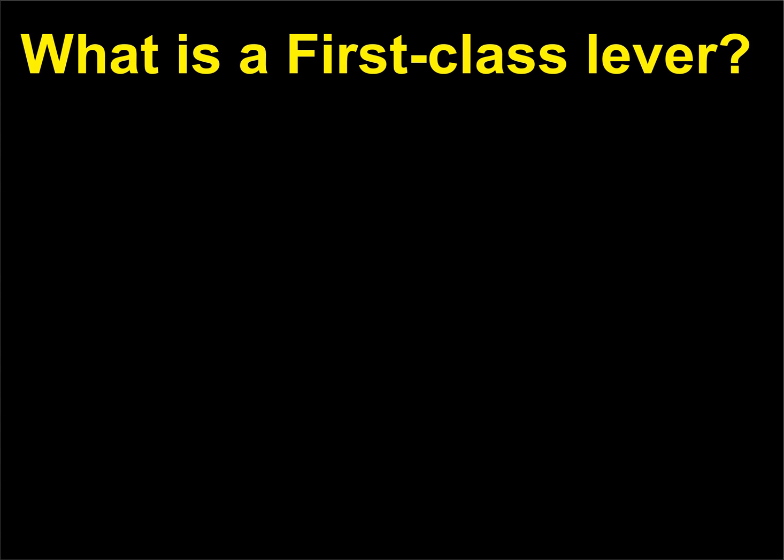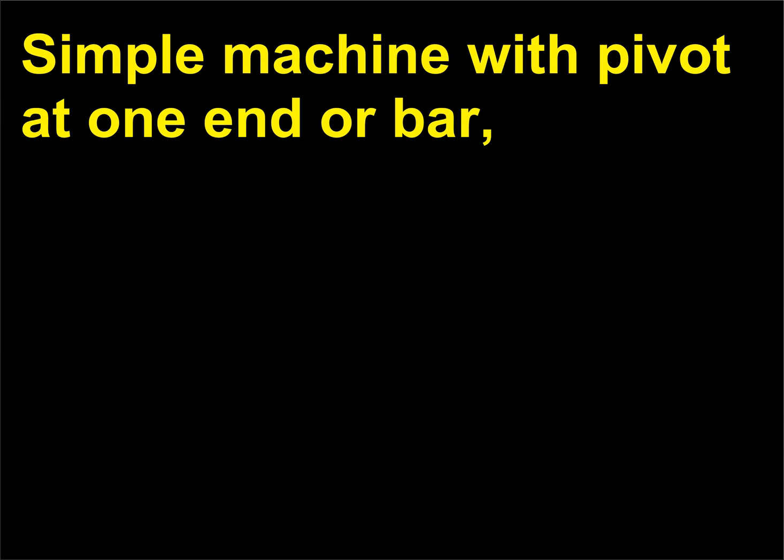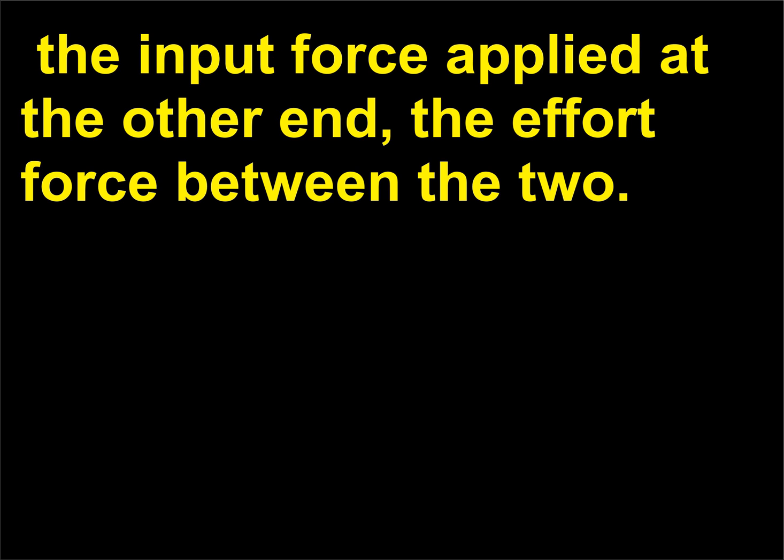What is a first-class lever? Simple machine with pivot at one end of a bar. The input force is applied at the other end, the effort force between the two. MA greater than 1.